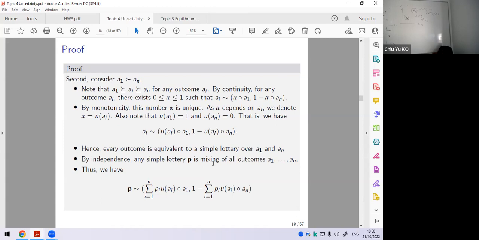Because you only care about the final outcome, you can replace this with a compound lottery. To you, it is the same. So a lottery over n outcomes is the same as a compound lottery over these two. That is how you get this: the probability you get A, starting from 1 with probability 1, then 2 and 3, and so on. Is that clear?